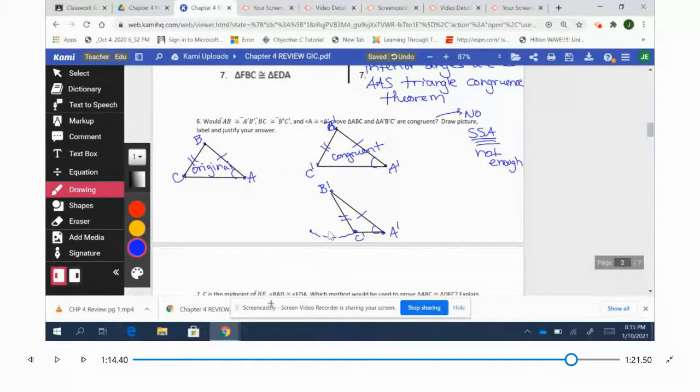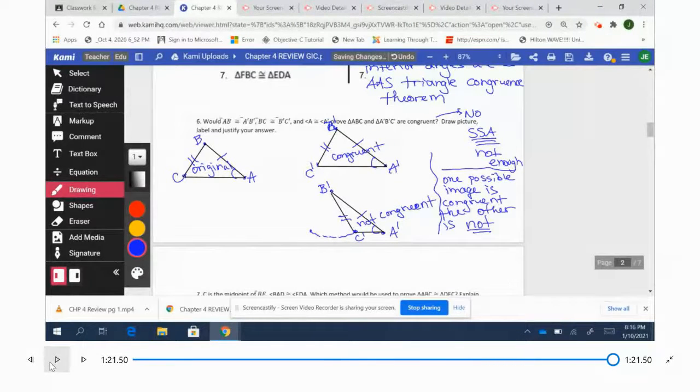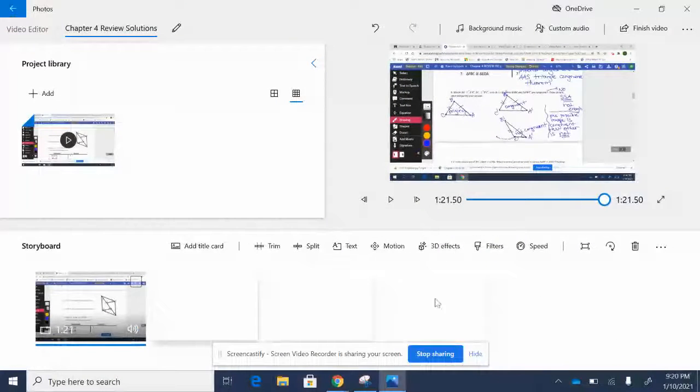So right there, you're noticing we still have these sides BC and B prime C prime congruent, so it's side-side-angle. It could produce a congruent triangle, but it might not. There's 2 possible triangles. So side-side-angle is not enough. One's congruent, the other one is not, so we can't use it to prove. All right, that's it for page 2 of chapter 4.